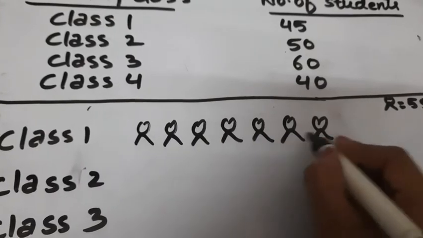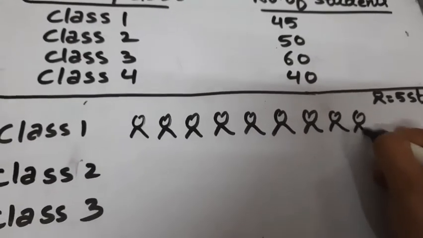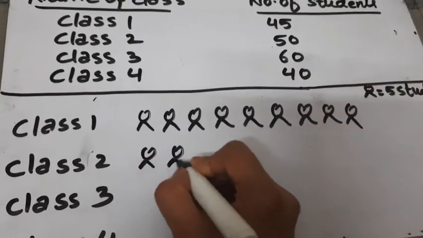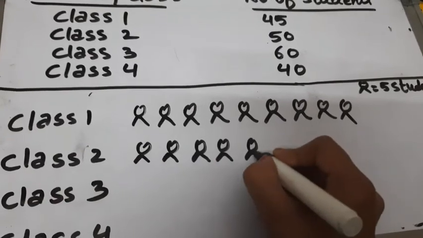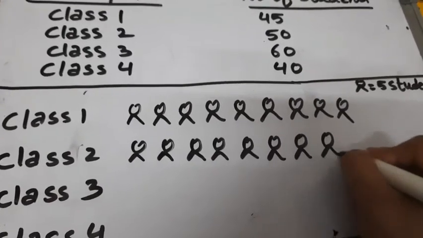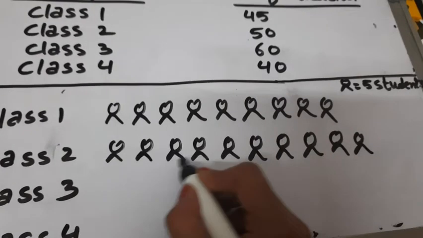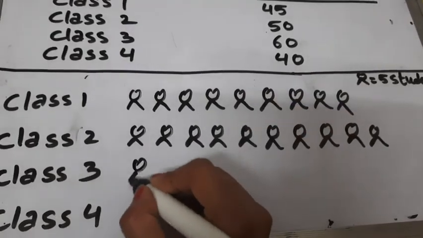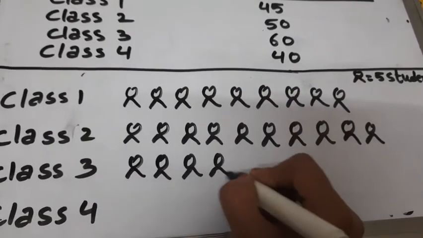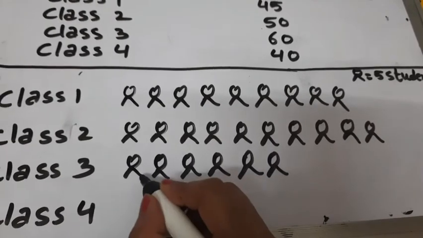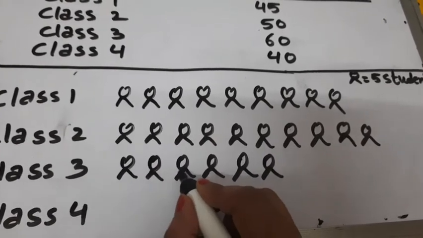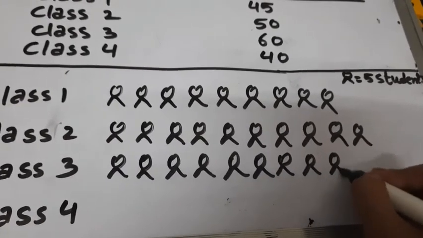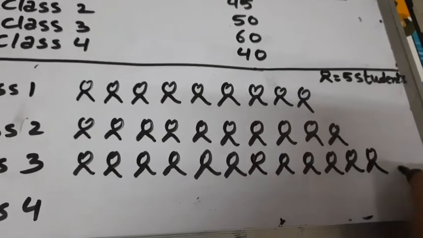1, 2, 3, 4, 5, 6, 7, 8 and 9. In class 2 there are 50 students, so draw 10 pictures in this. 2, 4, 6, 8 and 10. In class 3 there are 60 students, so draw 12 pictures, because one picture means 5 students. 5, 10, 15, 20, 25, 30, 35, 40, 45, 50, 55 and 60.